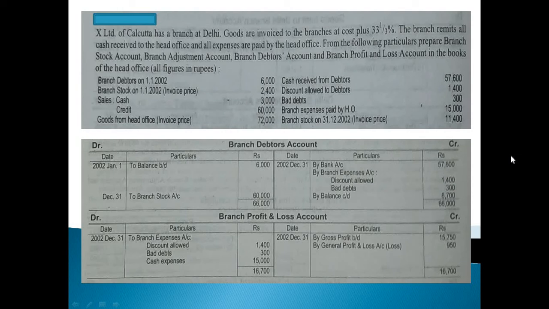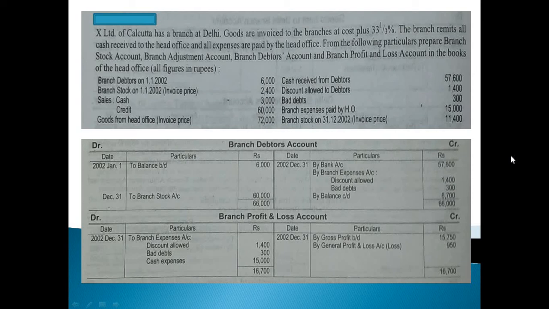Then on the credit side, we have to show the cash received from debtors. So you can see from the credit side, by bank account for rupees 57,600, that is the cash received from debtors. Then we have two items which have to appear on the branch debtors account, that is the discount allowed to debtors and bad debts. So these two have been transferred to the branch expenses account, so they appear on the credit side by branch expenses account, discount allowed and bad debts for rupees 1,400 and for rupees 300. And since under this problem the closing balance of debtors has not been given, the remaining balance from this ledger will be the closing debtors, that is for rupees 6,700.